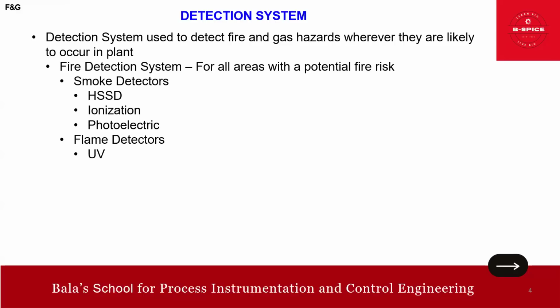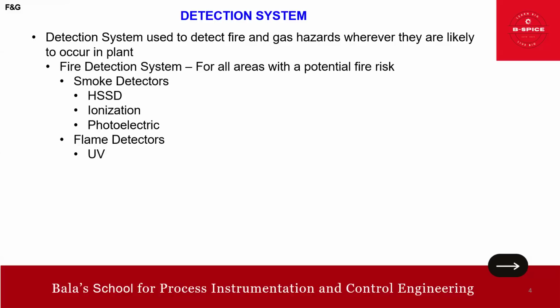So for flame detector, we have UV, ultraviolet, right? UV flame detectors are specialized devices used to detect flames by sensing ultraviolet radiation emitted during combustion. These detectors are highly sensitive, and they can detect flames within milliseconds. That is the beauty, thereby making them ideal for high risk environments where early fire detection is crucial. You got it? UV flame detector.